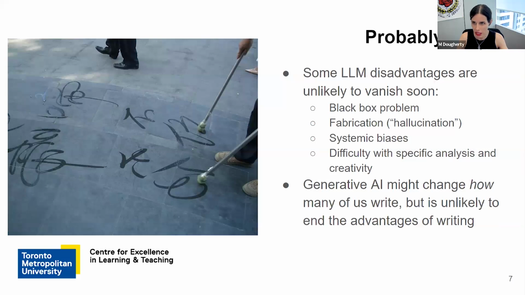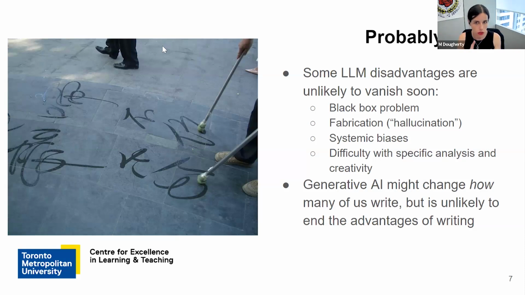I can't tell you what things are going to look like in a year, but LLMs have many disadvantages when it comes to writing that are unlikely to vanish soon because they are baked into the way that these programs are structured, developed, and trained. So these include problems like the black box problem. We don't know why an LLM makes the outputs that it does. This makes it in some ways a limited partner in writing because we can't investigate its processes in the way we could investigate the thinking of a person we were writing with.